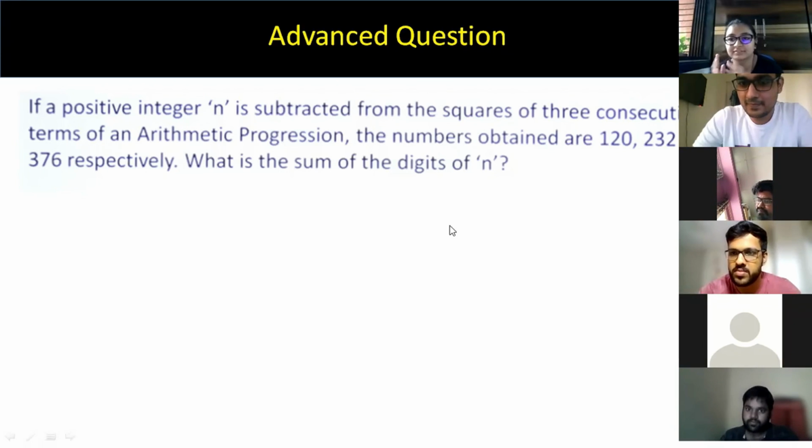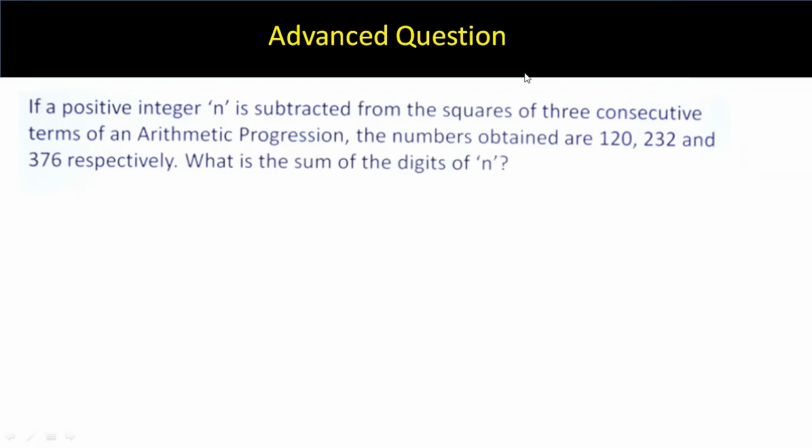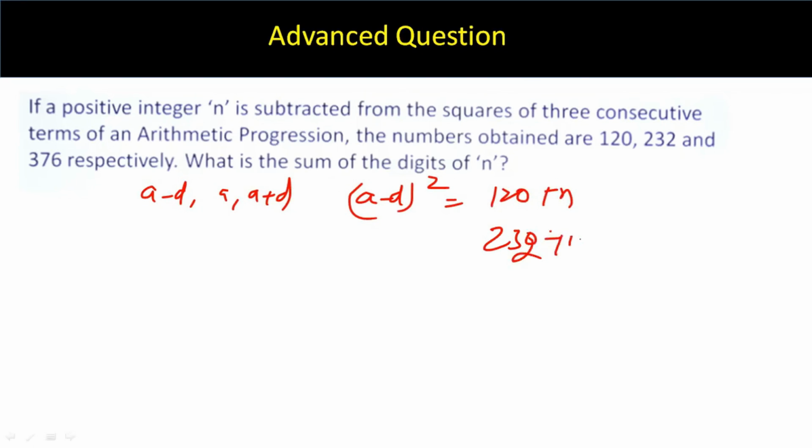Sir, I took 3 terms as A minus D, A, and A plus D. Then I formed 3 equations. The first equation I formed is 120 plus N is equal to (A minus D) whole square. Second, 232 plus N is equal to A square. And third is 376 plus N is equal to (A plus D) whole square.